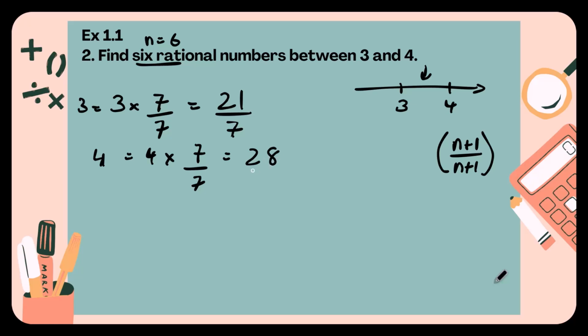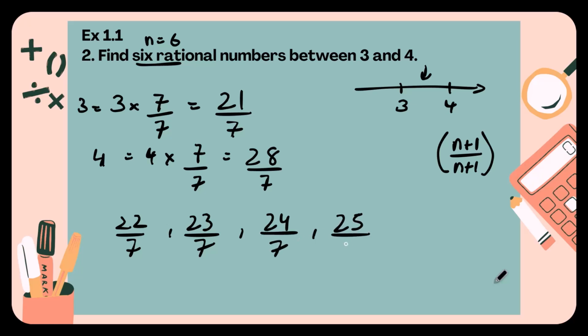I'll tell you here. If you look carefully, what are the numbers between 21 by 7 and 28 by 7? I can take 22 by 7, 23 by 7, 24 by 7, 25 by 7, 26 by 7, and 27 by 7. So did I get 6 numbers? Yes, I got 6. 1 2 3 4 5 6 rational numbers between these numbers, okay? So this is what you have to do.